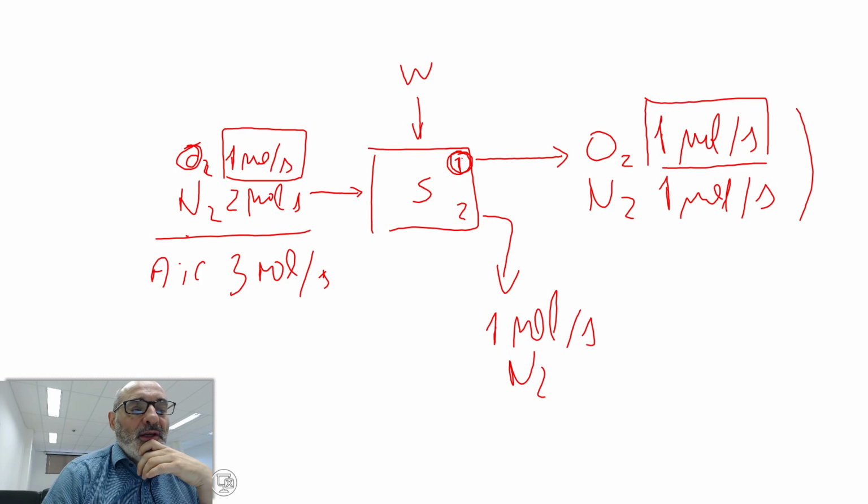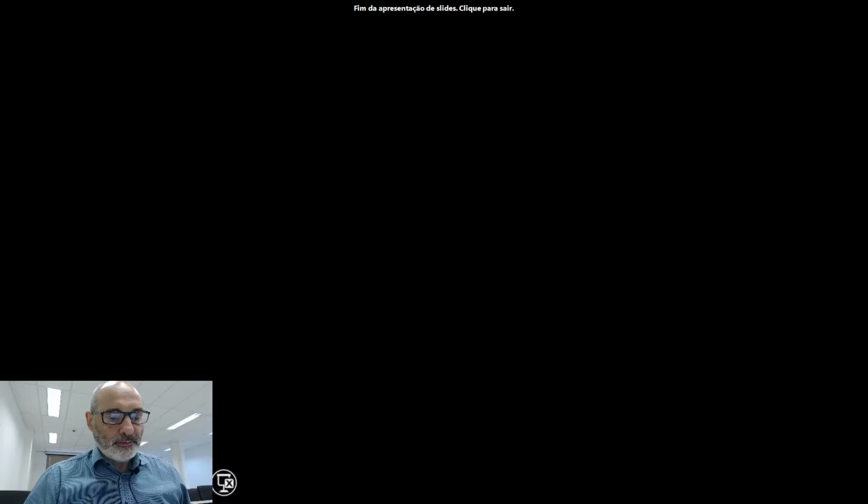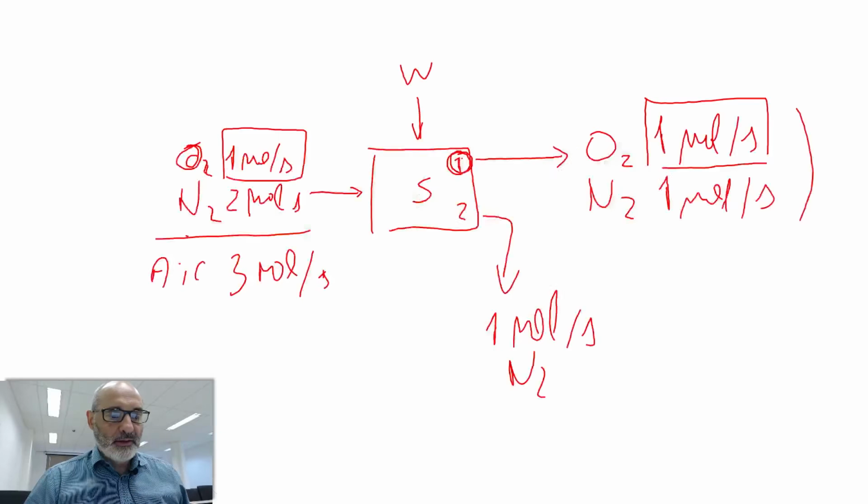So the concentration is 50%. I have 100% of recovery, but I have an enhancement, an enrichment, that is not total. Is it clear? I can work with these proportions. Sorry.